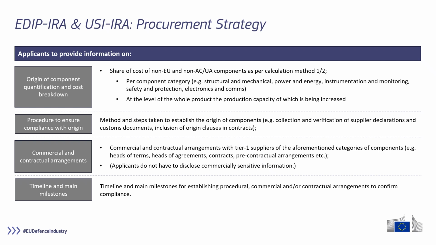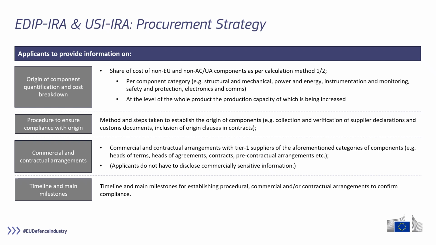Aside from providing information at the level of categories of components, it is also essential that applicants complete the eligibility assessment at the level of the entire product, the production capacity of which is being increased. In the second section, applicants are prompted to describe the method and steps that they are taking to establish the origin of components. Examples include the collection and verification of supplier declarations and customs documents, or the inclusion of origin clauses in supplier contracts.